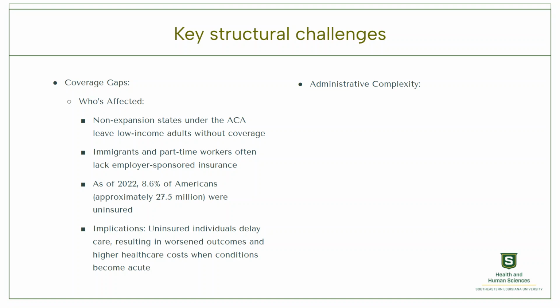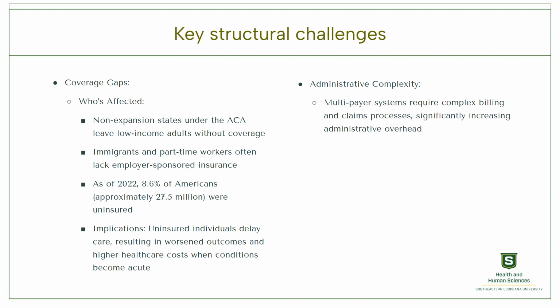And then there are administrative complexities. Like I mentioned, there are a lot of players in the US system. You have the providers, you have the regulators, and you have the patients. There are a lot of people with a lot of interests, which makes it very complex. So this multi-payer system brings in a lot of complexity in terms of billing and claims, which increases administrative overload. And the fragmentation in documentation and coding also adds inefficiency.